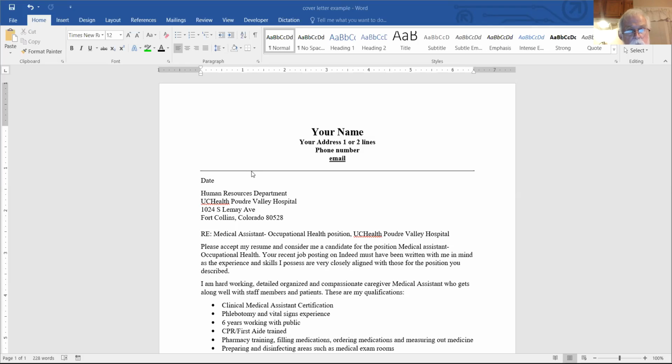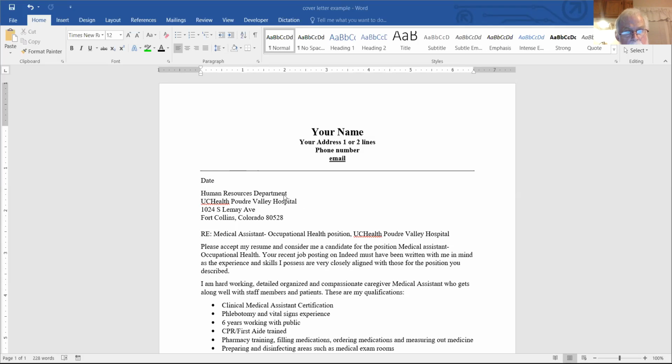The line is not necessary. What is necessary, and even though the two examples I show you won't have this because they actually are modified versions from two other students who were successful in getting jobs, the heading here, the header, needs to be exactly the same on both your cover letter and your resume. Date, be the date you write it.